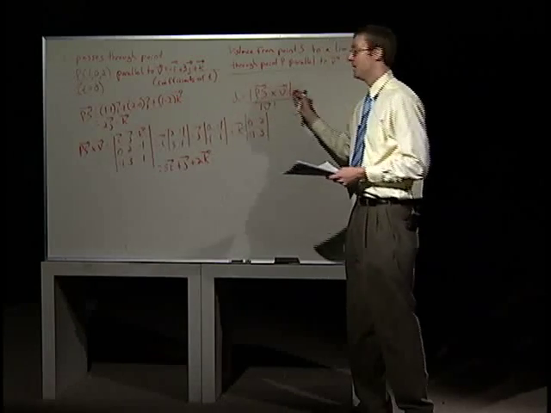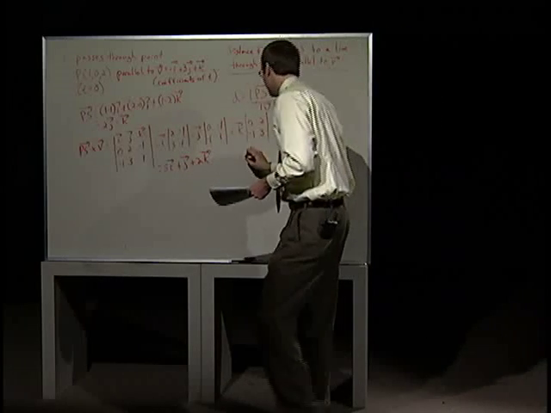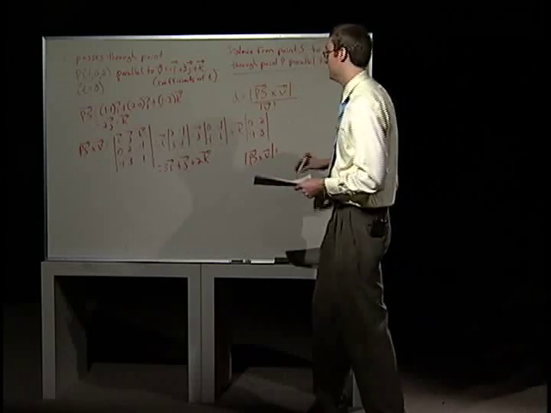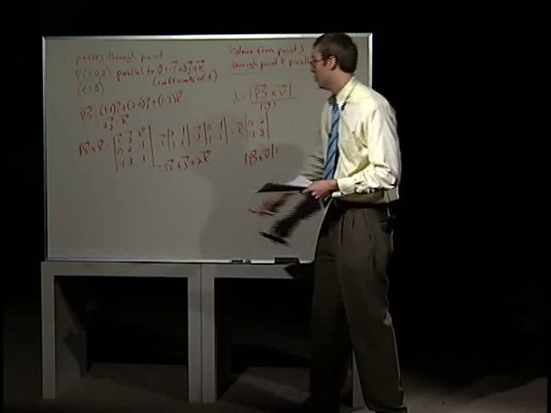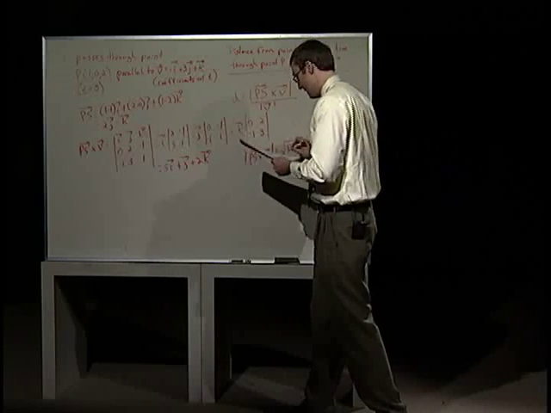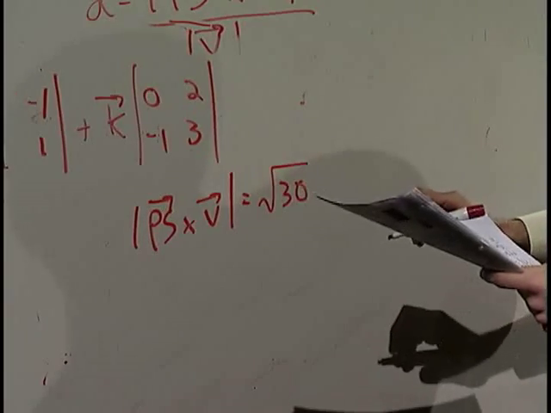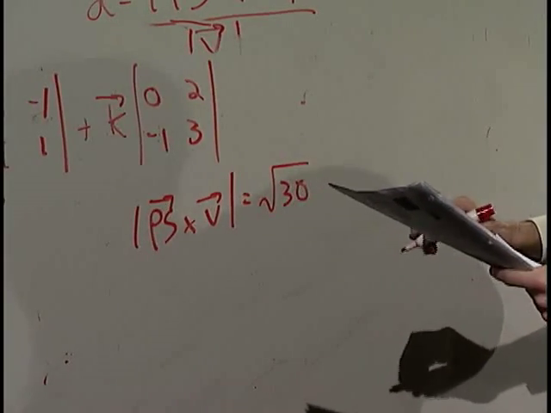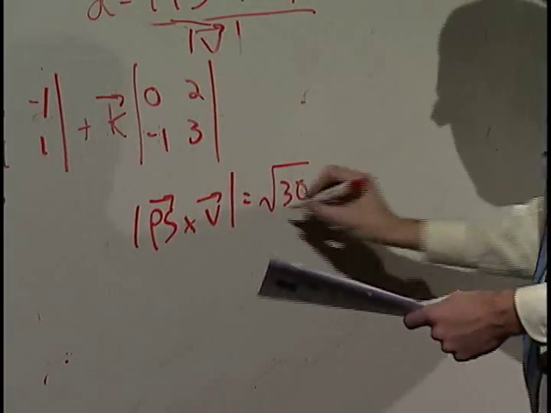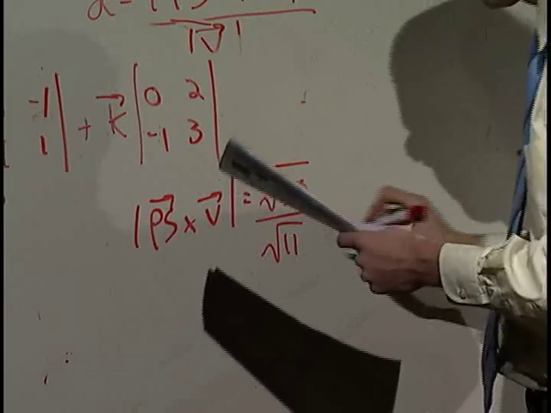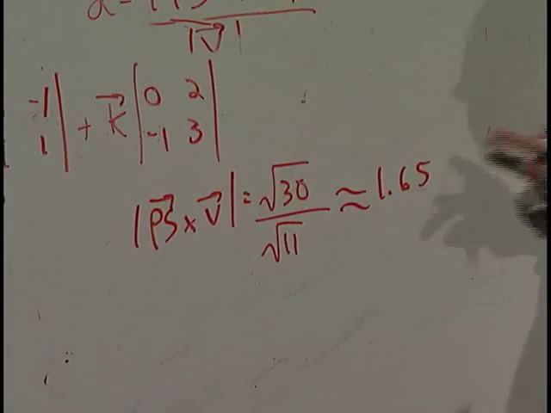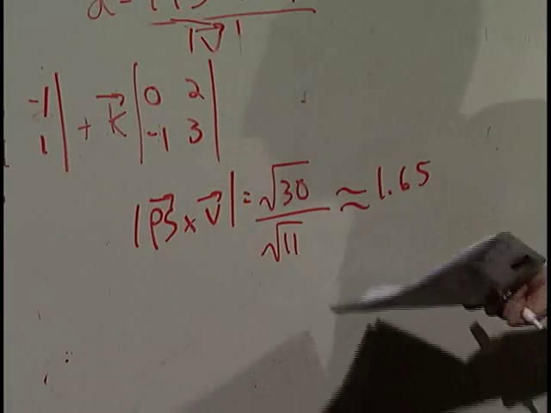We have enough information now to fill in the distance formula. We need the length of PS cross V, which is 25, and 1 is 26, and 4 is root 30. So there's root 30. And the length of V, where's V? Here's V. So it's 1 and 9, and 1 is 11. So this is root 30 over root 11. And that's about 1.65. So there is the distance from that point to this line.